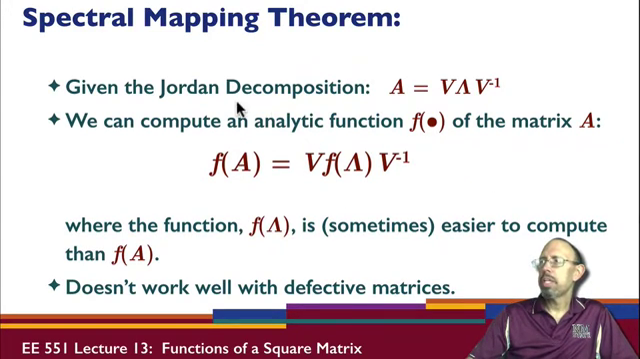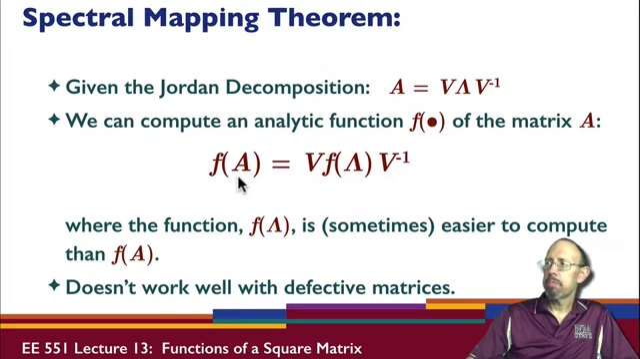The spectral mapping theorem. Given a Jordan decomposition, so A is equal to V capital Lambda V inverse, we can compute an analytic function f of the matrix A using this method. f of A is equal to V f of Lambda V inverse, where the function f of Lambda is sometimes easier to compute than f of A. This works really well for diagonal matrices, not so well with defective matrices.